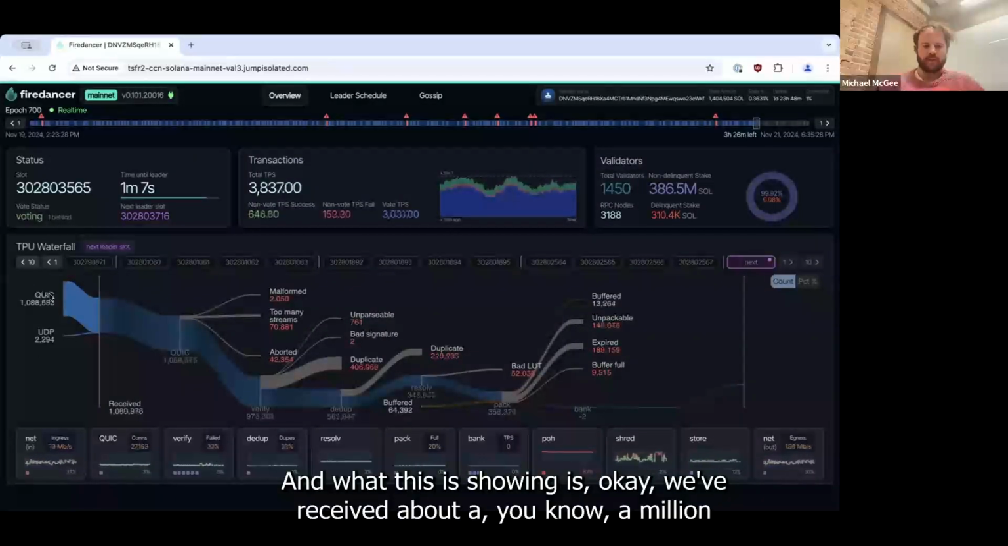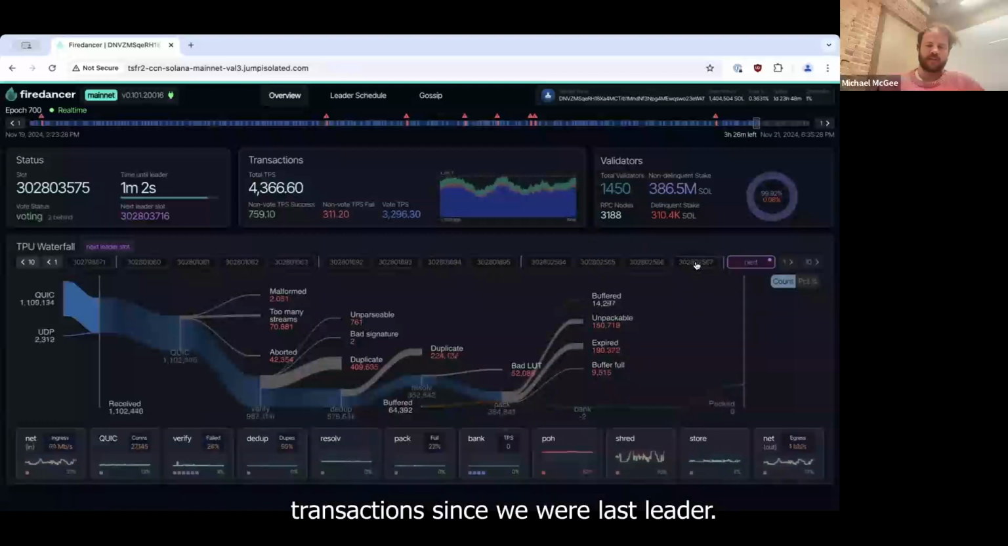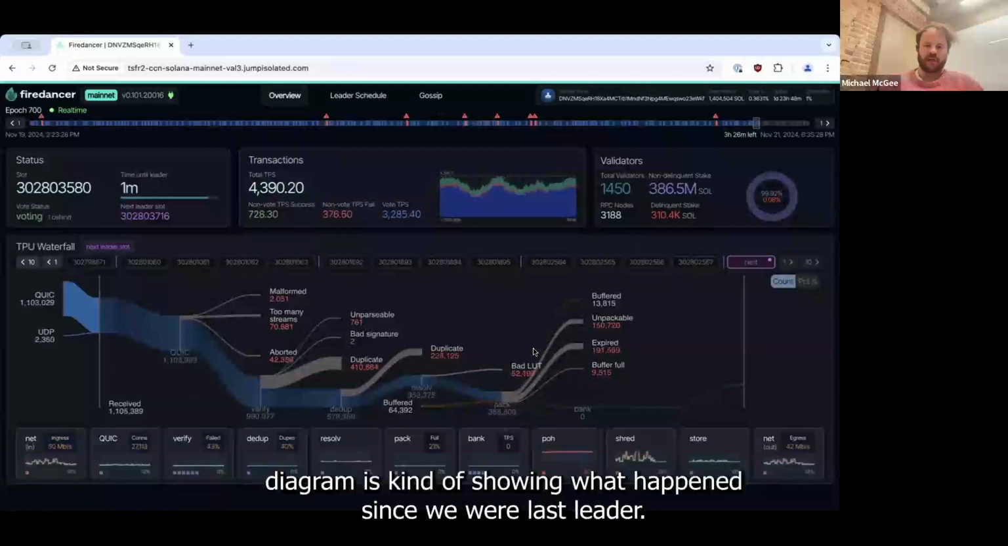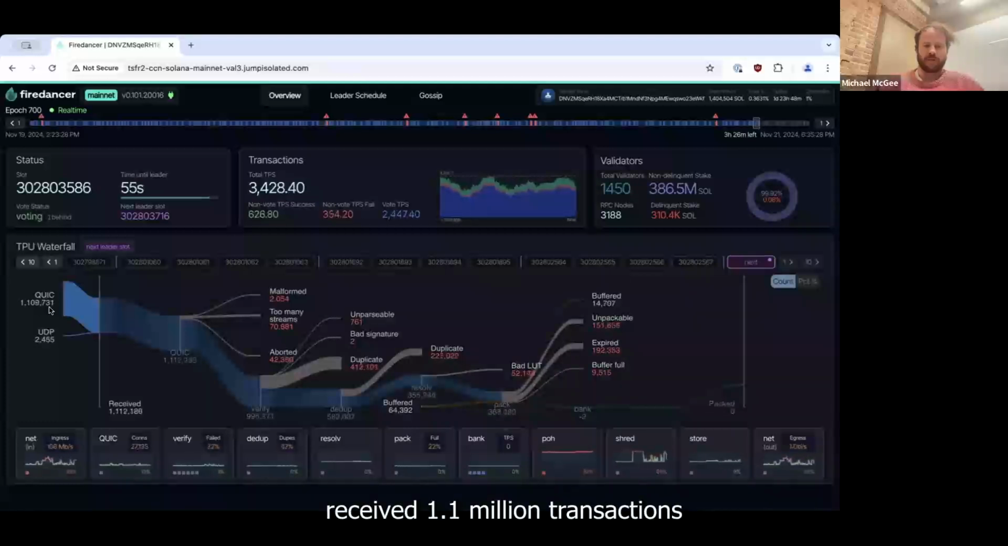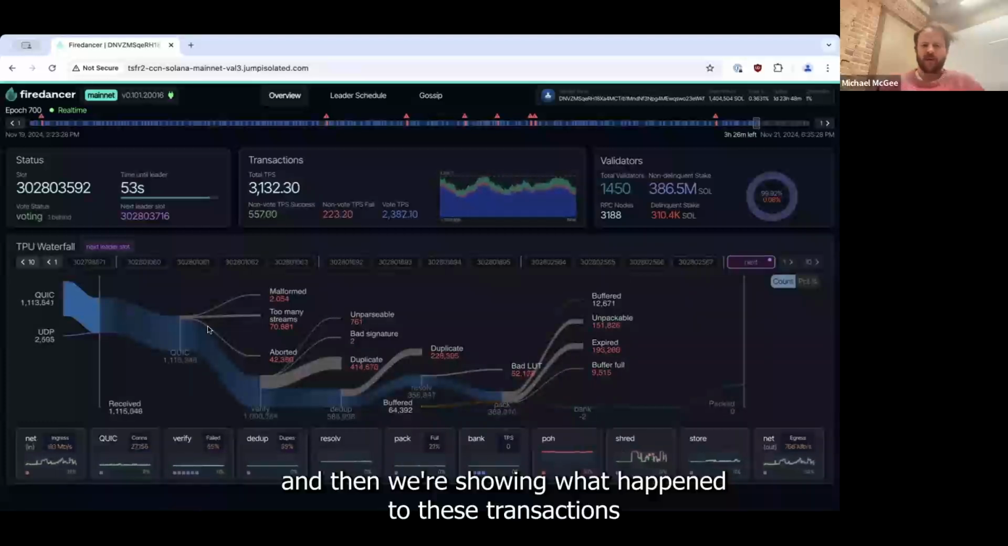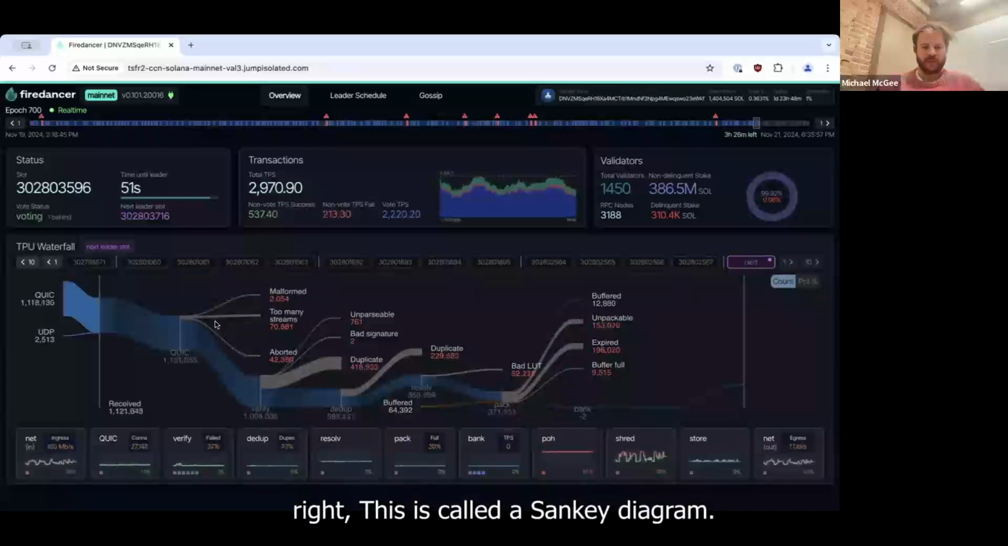And what this is showing is, okay, we've received about a million transactions since we were last leader. This diagram is always showing what happened since we were last leader. So since we produced our last block, we've received 1.1 million transactions. And then we're showing what happened to these transactions, right? This is called a Sankey diagram.